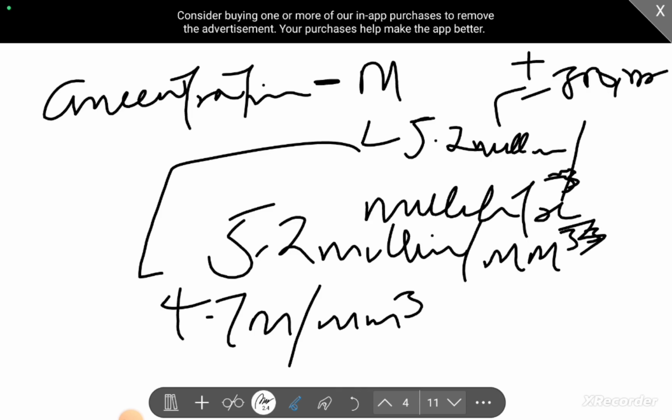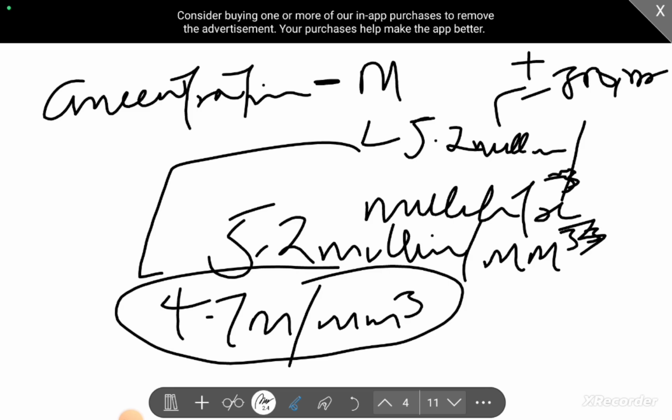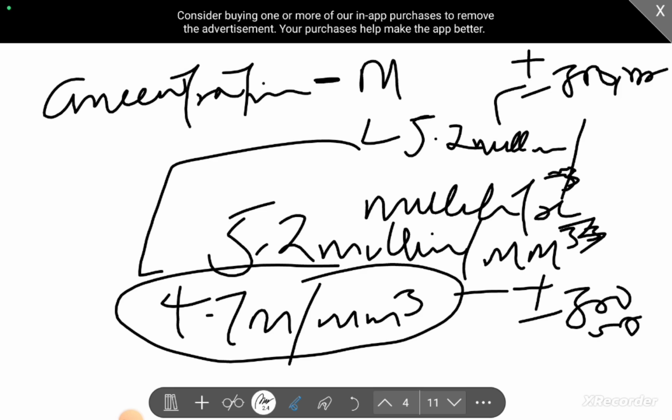Meaning the range is about 4.9 million to about 5.5 million, and the same thing applies to the female value of 4.7 million per millimeter cube. There's a range of plus or minus 300,000, which gives us about 4.4 million to about 5 million per millimeter cube. So that is variation based on sex.